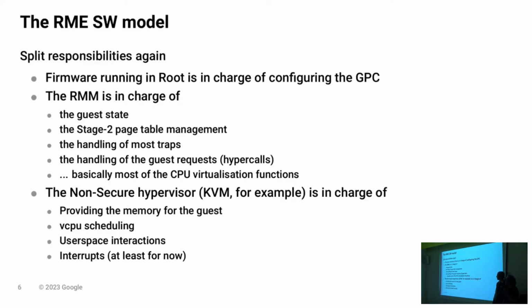So the software model is split as well. We have some firmware running in root that is controlling the GPC. And then the RMM, as Suzuki explained, is in charge of the guest state, the stage 2 page table management, handling of some, if not most, traps, hypercalls from guests, and basically anything related to CPU virtualization. The non-secure hypervisor that lives on the side, aka KVM, is providing memory. It's in charge of vCPU scheduling, basically user space management, and for now, interrupts.